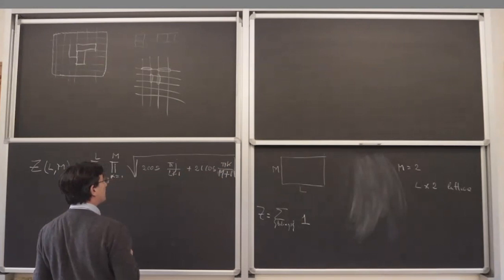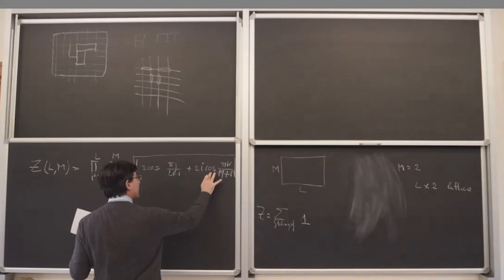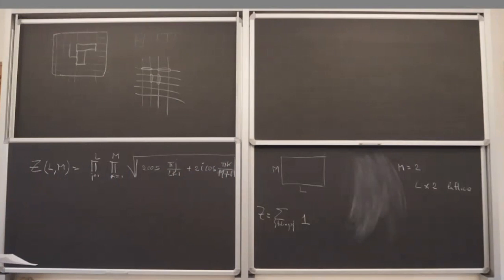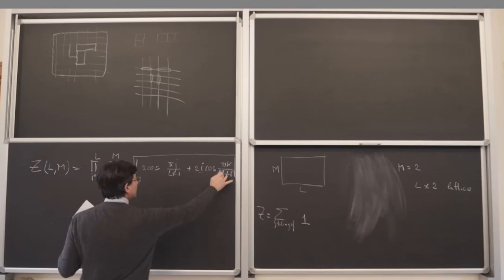So it's 2i, I see. Okay. Sine. Then I'll find this way of writing this formula. I think this is the most transparent. Okay, thank you. So it's 2 cosine and then plus 2i, another cosine. And you have j over l plus 1, and k over m plus 1.